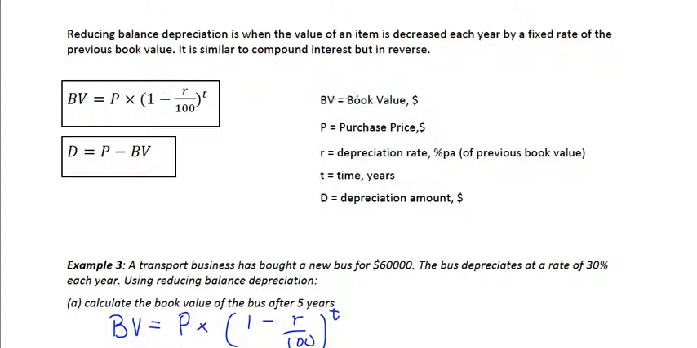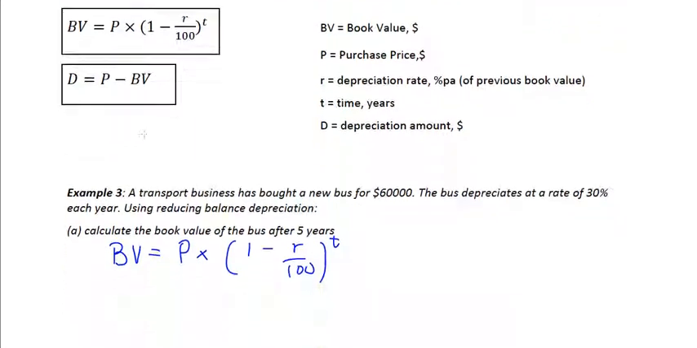Okay, so we've got book value. Notice that in this formula you will get book value. If you wanted just the depreciation, you would have to use this formula, which is looking at the difference between your purchase price and the current value. So that will tell you how much it's dropped by. Okay, so we need to have a go at this.